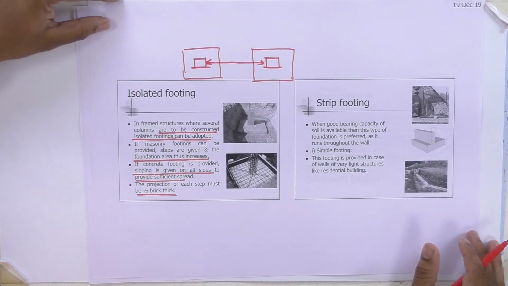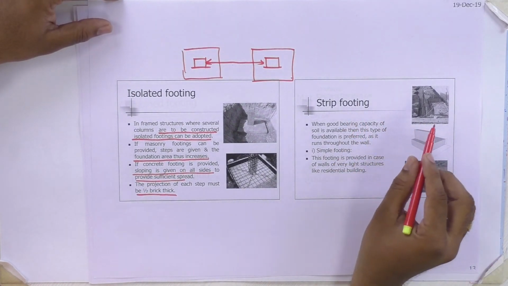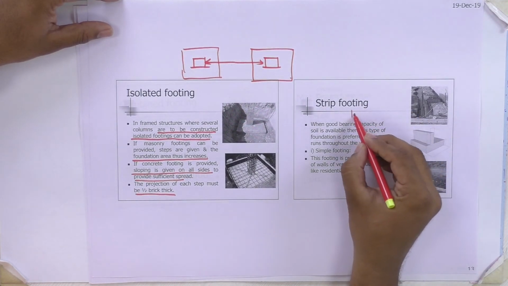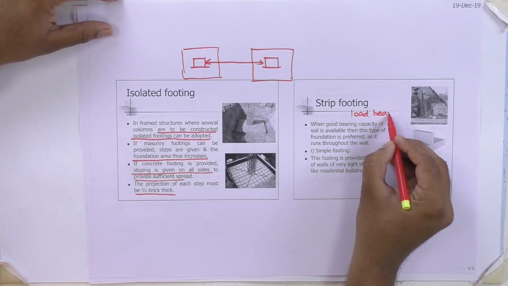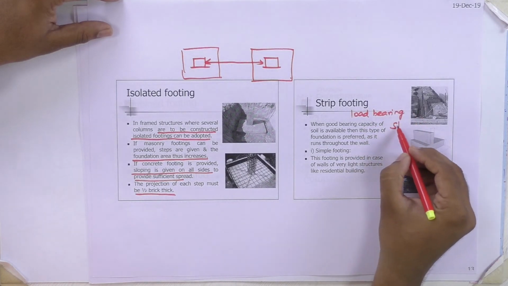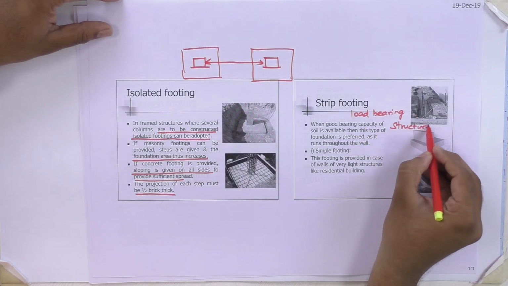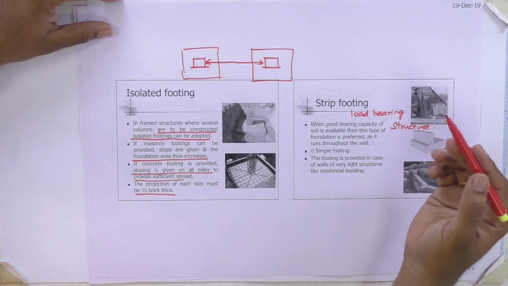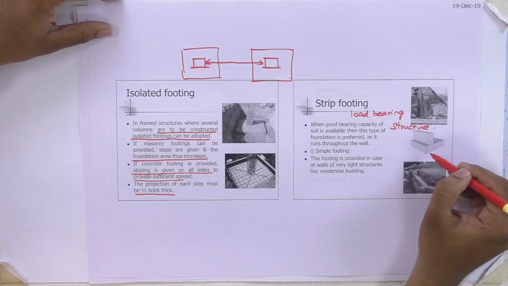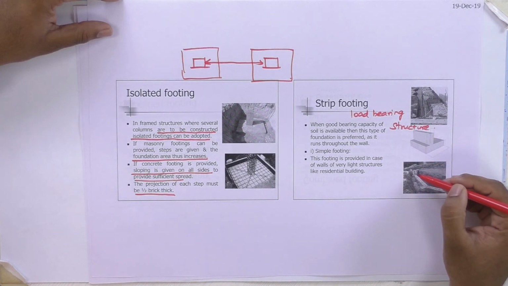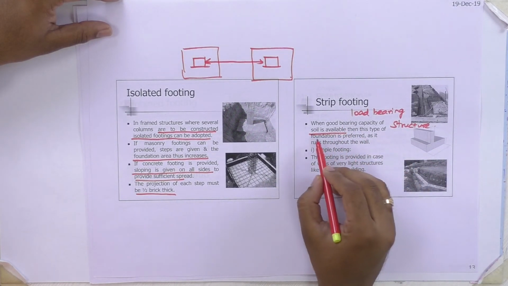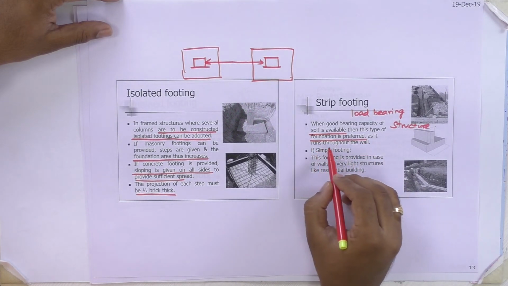And the next type of footing is strip footing. We adopt this type of strip footing only for load bearing structures. I already explained this, load bearing structure, which means the load is transferred from the slab directly to the wall and to the foundation. So wherever the wall comes, the foundation will also be there. When good bearing capacity of soil is available, this type of foundation is preferred, as it runs throughout the wall.